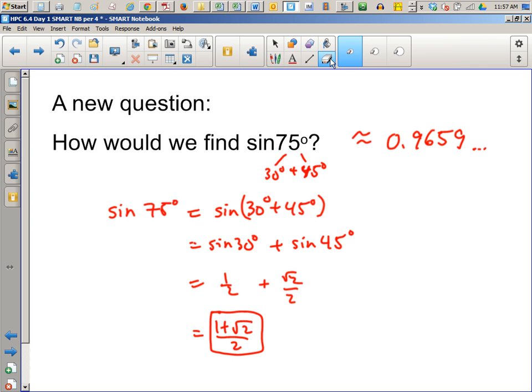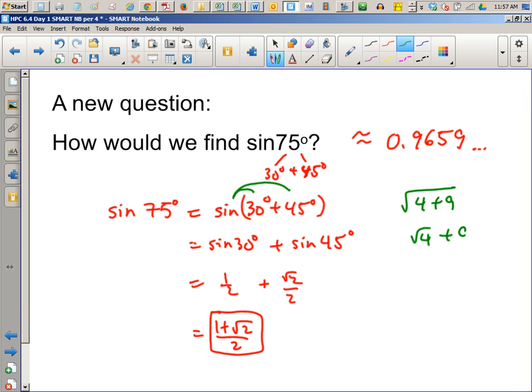Now, does any of this student's work seem a little fishy? I think so. I don't really understand how the student felt that they had the right to do this. Sine 30 plus sine 45. Did that bother anyone else when I wrote that? That kind of thing should bother you. I mean, if I give you a problem like this, would you go root 4 plus root 9 is 5? Would you do that? No, you know this is rad 13. You know you can't distribute a radical. Can't do that, right? Well, we can't distribute the sine either.